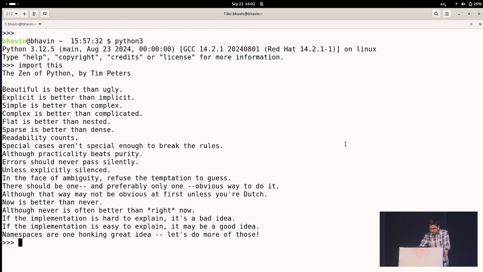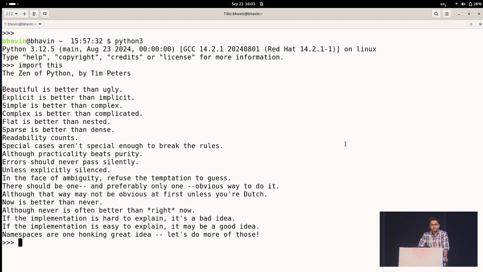Now is better than never, although never is often better than right now. Python is known for prototyping. You can quickly do prototyping over here. So instead of procrastinating and thinking let me do it later, you should always have a quick prototype in Python. But the next statement also says to take a pause, think about it, spend some time, try to see if you're not reinventing the wheel, whether there is any existing solution, and then go for it.